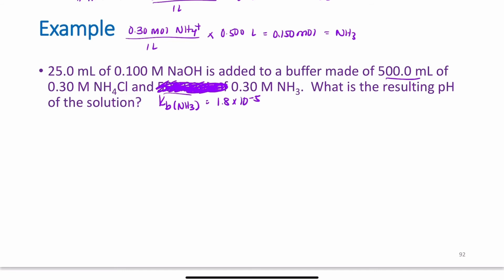Now, I'm adding base to the buffer. When you're adding base to a buffer, it's going to go through a neutralization reaction. I'm adding base to a system that has a weak base and a conjugate acid, but not the conjugate acid of the base I'm adding. Therefore, I need a BCA chart. My base, my hydroxide, is going to react with the acid in solution, not the base. The acid in solution is the NH4 plus. NH4 plus is the conjugate acid of ammonia. Single-headed arrow because it's a neutralization reaction, forming more ammonia and water.